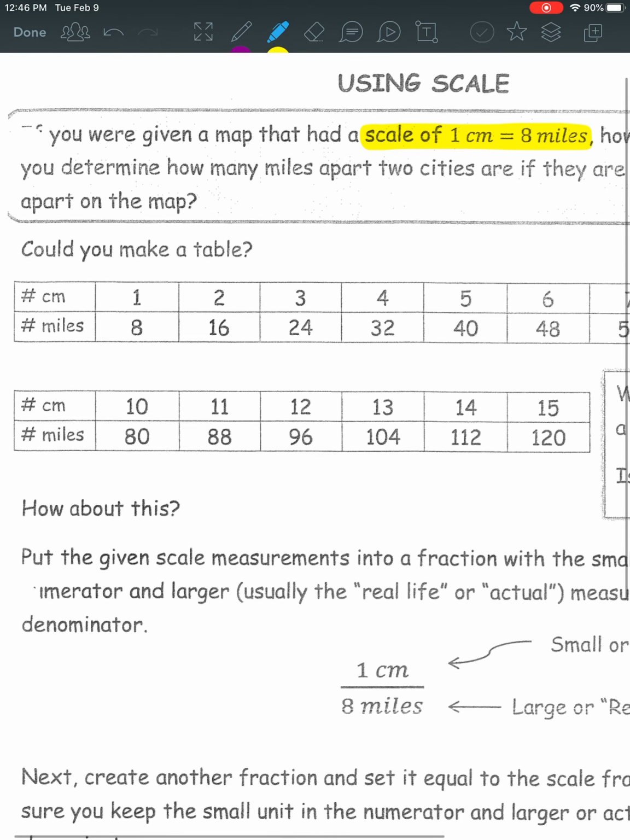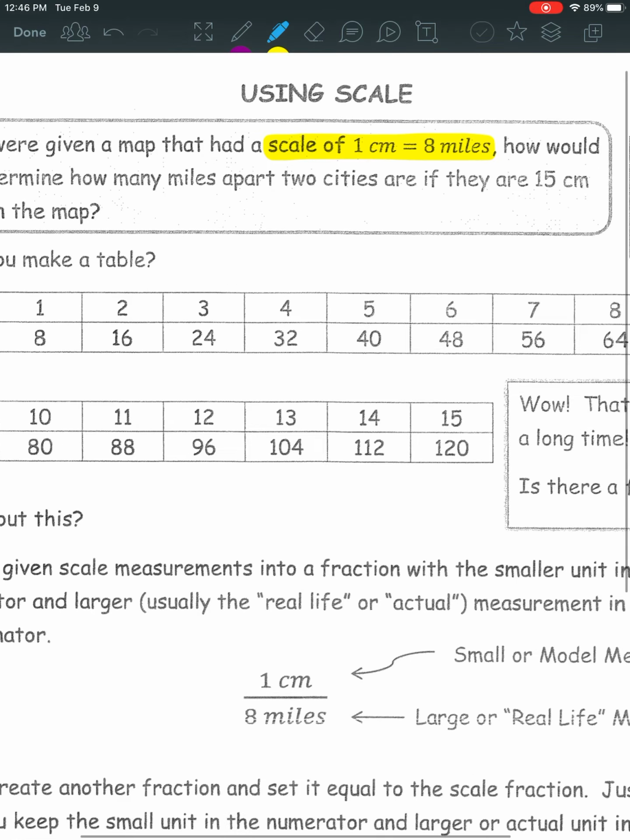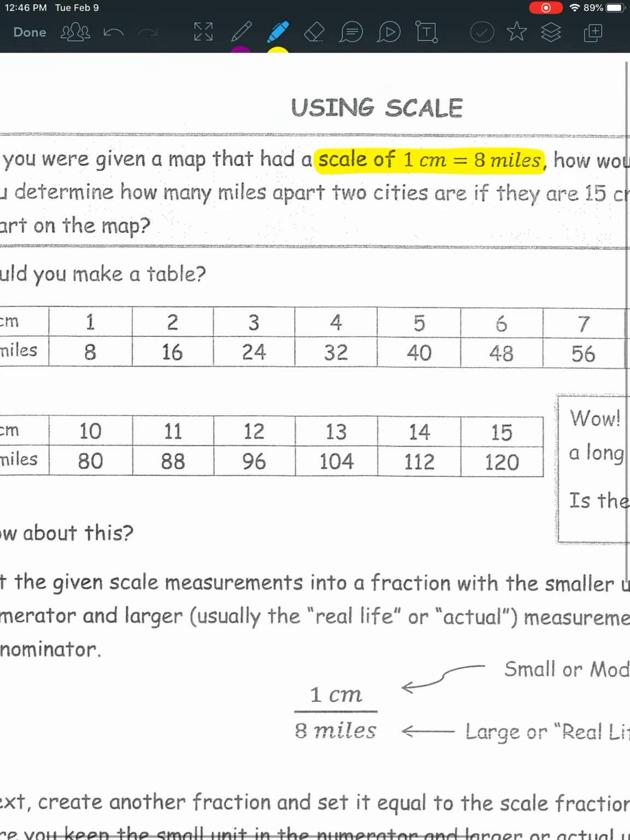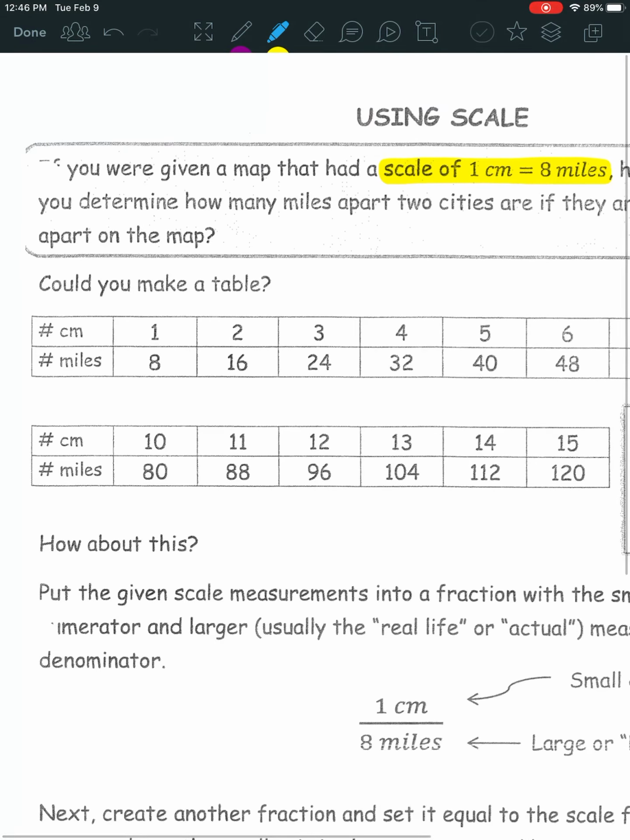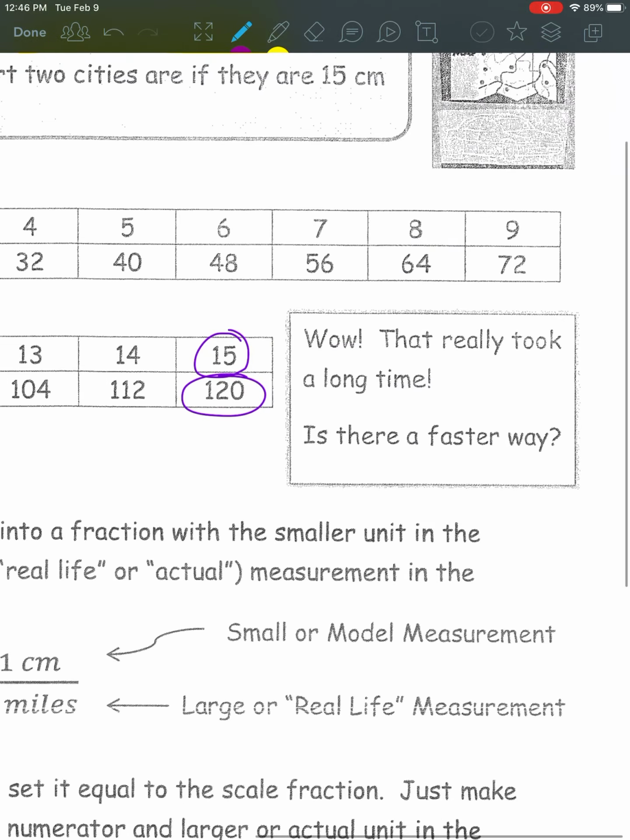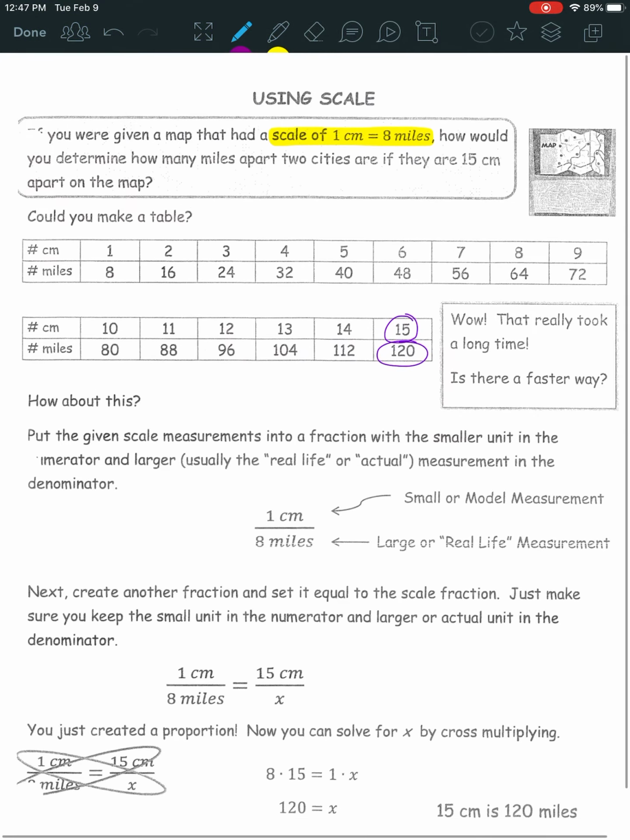So you measure them, they're 15 centimeters. So here's a table showing you that 1 centimeter apart is 8 miles. So if we double those, 2 centimeters is 16 miles. 3 centimeters is 24 miles, so on, so on. We create this table and after we list out to 15 centimeters, that equals 120 miles in real life. So we used a table to figure that out. But as it says here, wow, that took a long time. There's got to be a faster way.